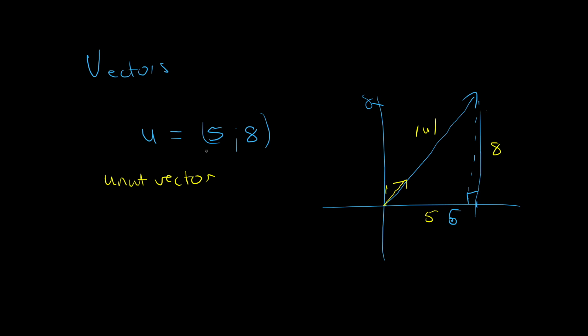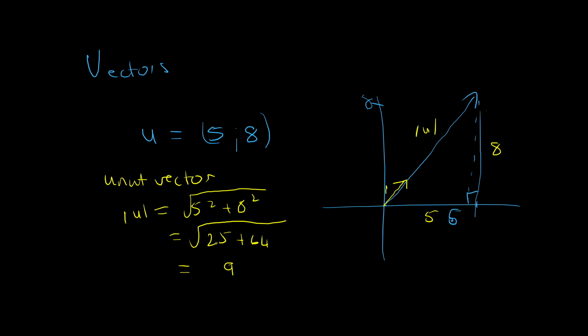So to get the unit vector, we need to get the magnitude of the vector, which is 5 squared plus 8 squared, which would be 25 plus 64, and that's going to be the square root of 89. So the unit vector is basically going to be the same vector coordinates, 5 and 8, but you need to divide it by the magnitude. So that's going to be our coordinates.